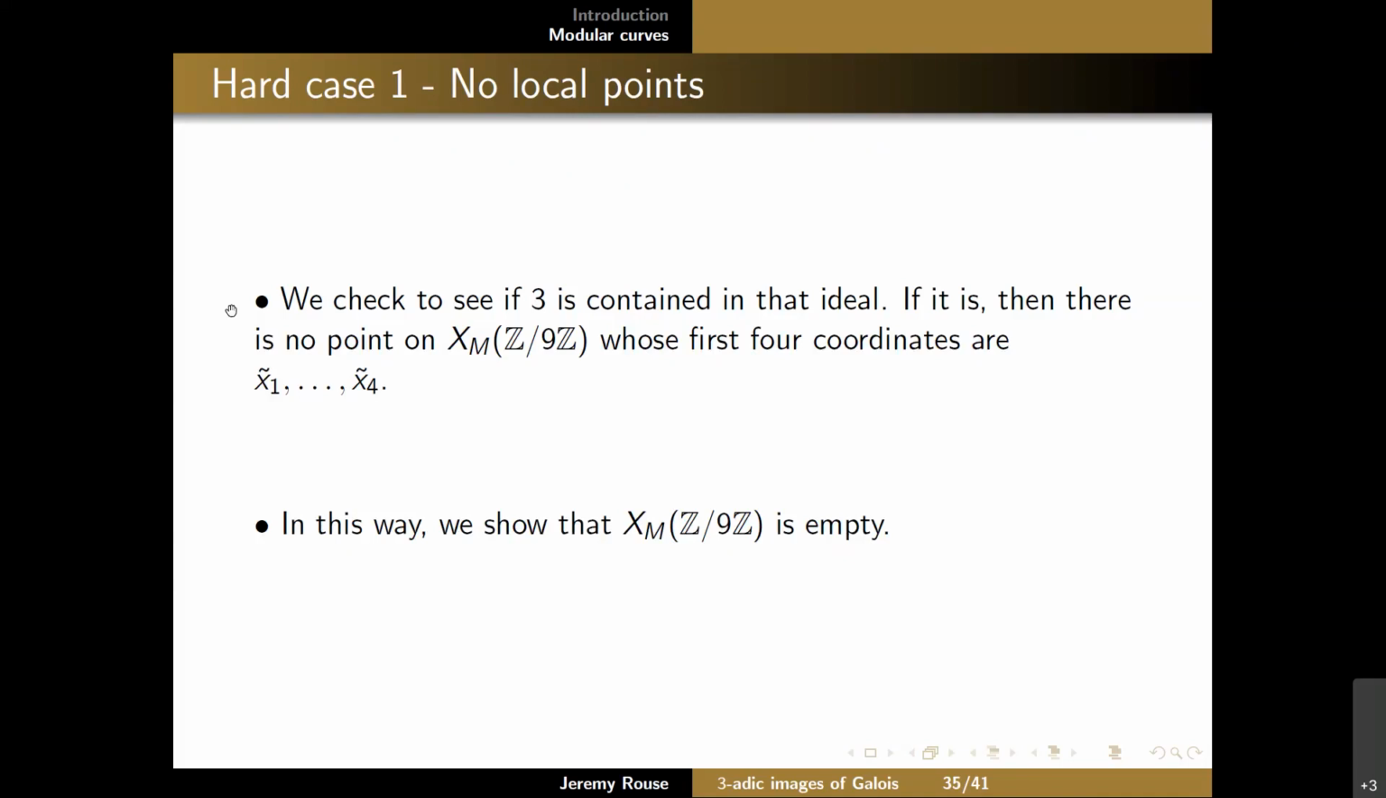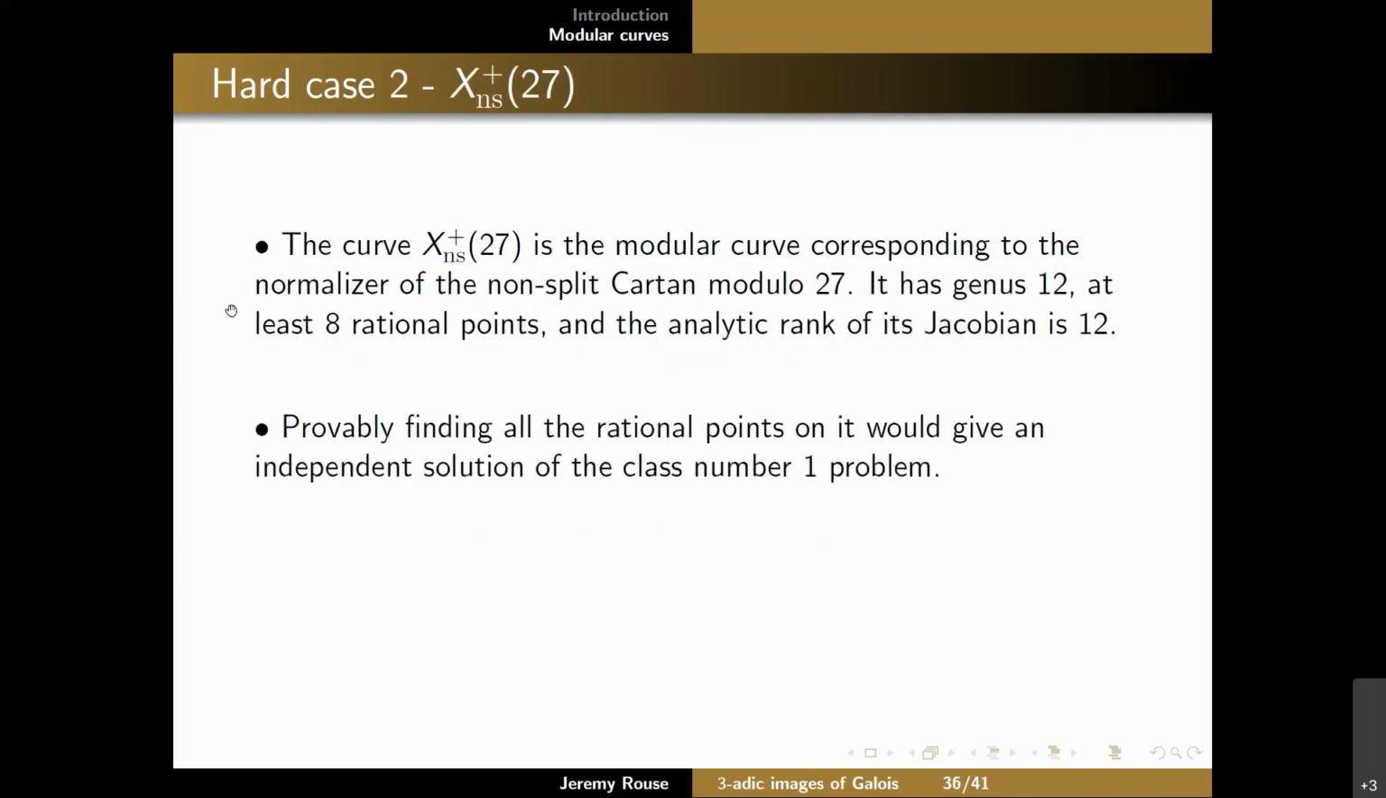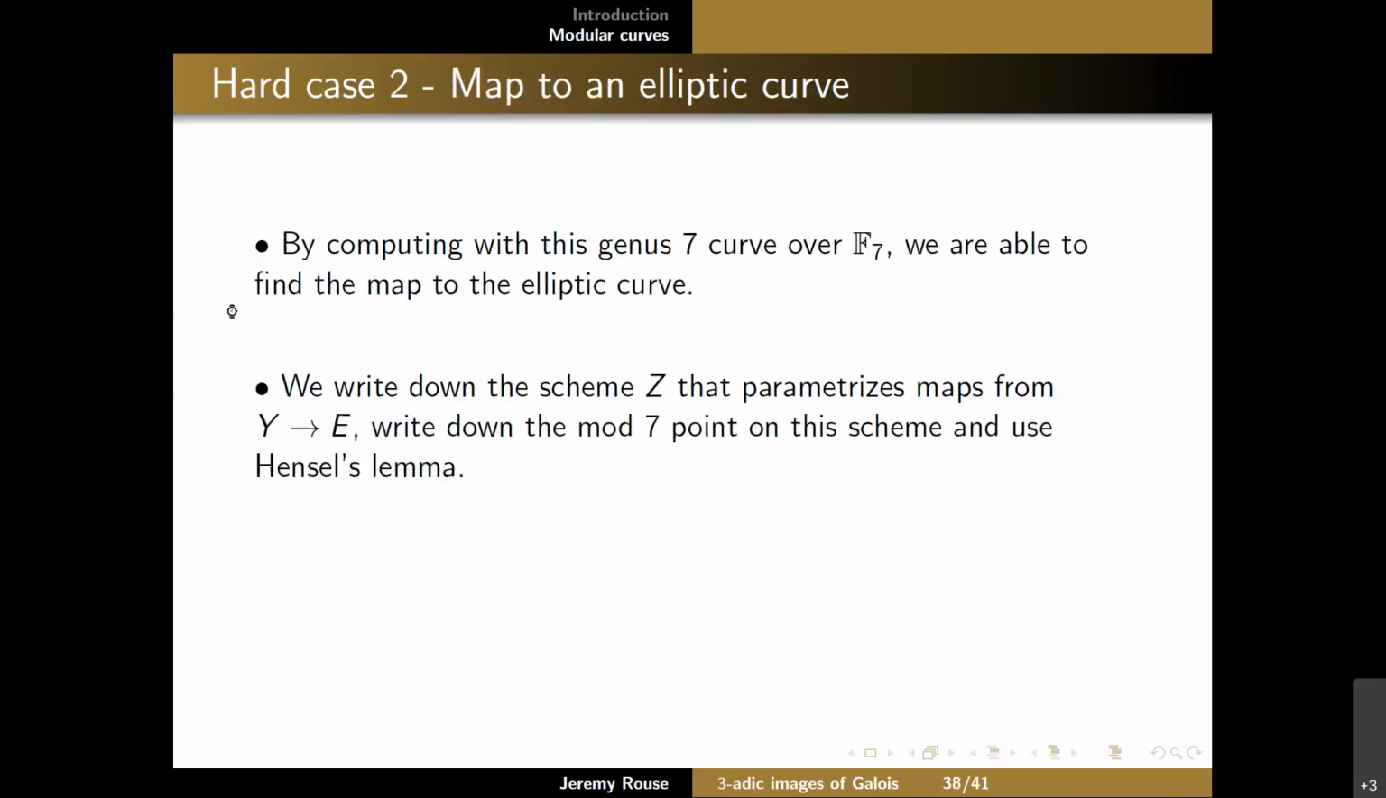I think now might be a good time to stop. I have some notes about what happens for the normalizer of the non-split Cartan mod 27, but I don't think I have quite enough time to get through them. And because we were not successful in finding all of the rational points on that curve, maybe I don't need to say too much about it. So I think I will skip ahead to my summary slide.